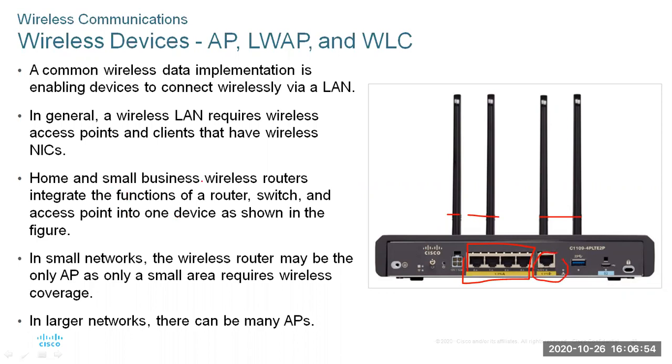In a home and small business, a wireless router actually integrates the function of the router, switch, and access point into one device shown. So you see, this can be like your switch, and that means you can connect one PC, connect another one, connect another one, connect another one. Or you can connect and allow this device to do wireless for you.